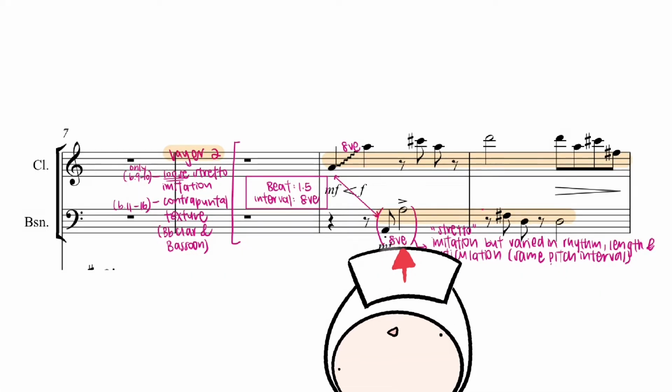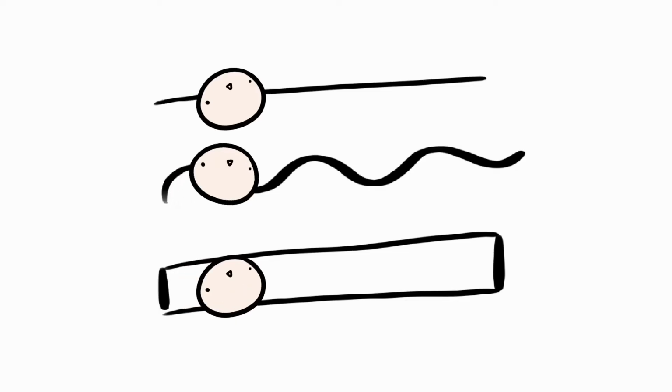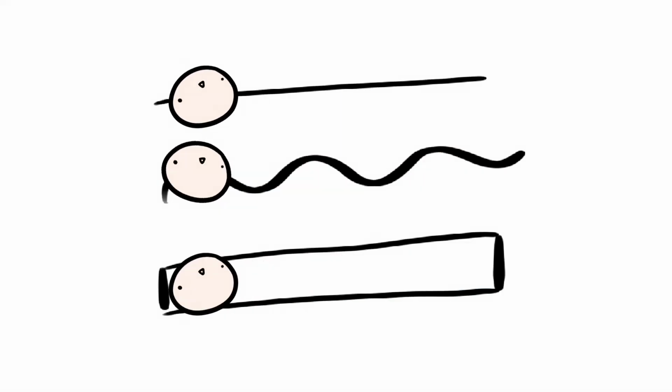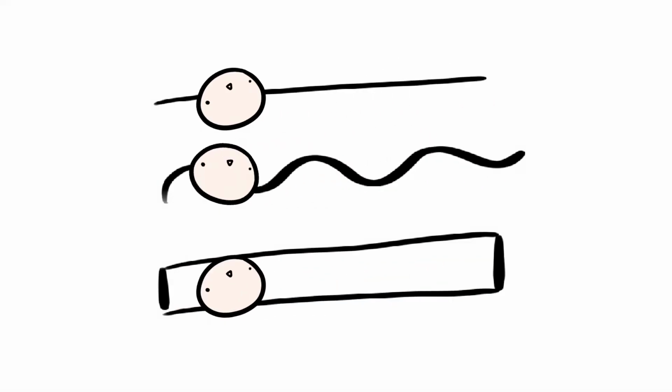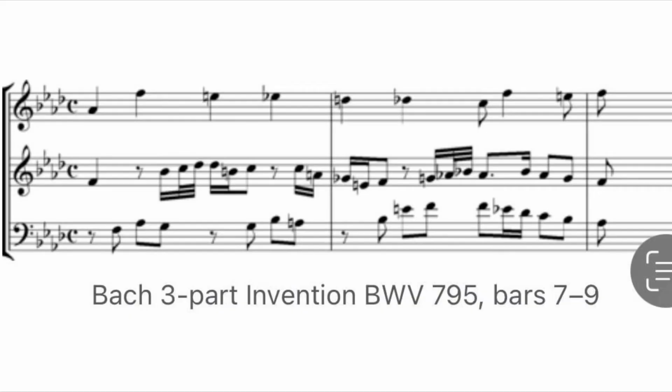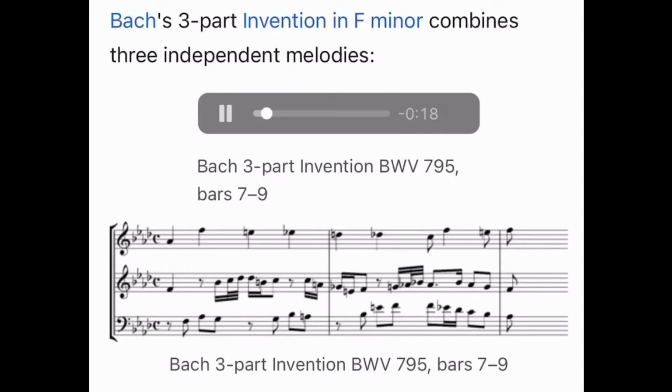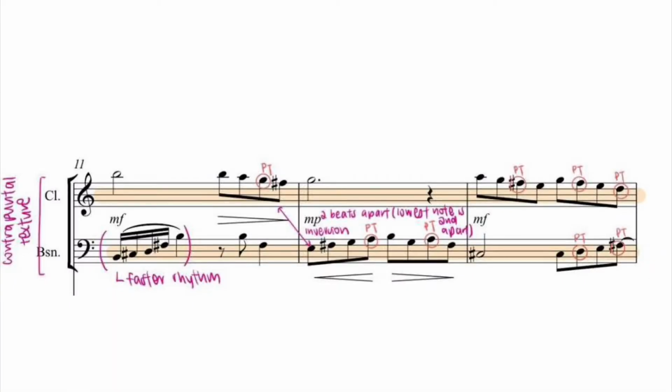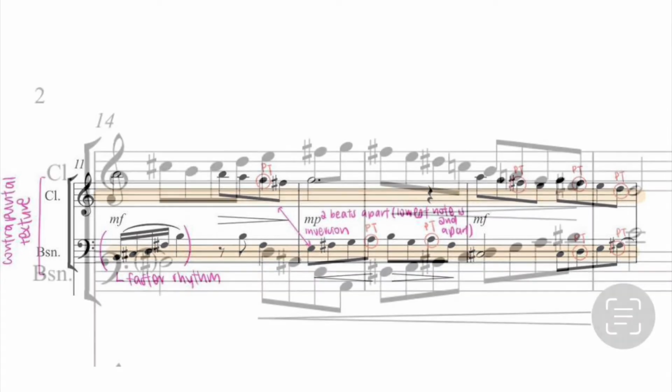Other old techniques of counterpoint include using contrapuntal texture, which means two melodies playing simultaneously, which was commonly used in the Baroque era. So for instance, Bach's three-part invention in F minor combines three independent melodies together to form a contrapuntal texture. So for example, in my piece, I used this technique in bars 11 to 16 in the clarinet and bassoon parts.